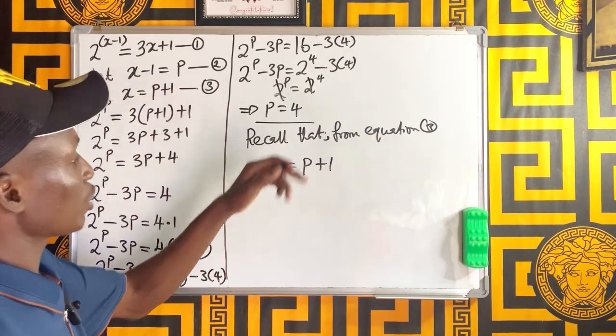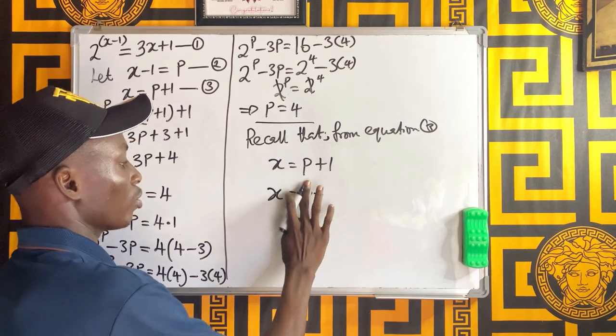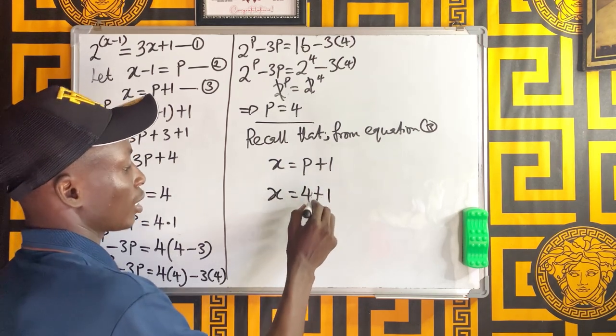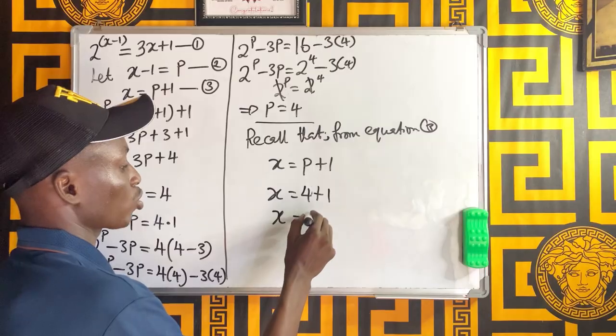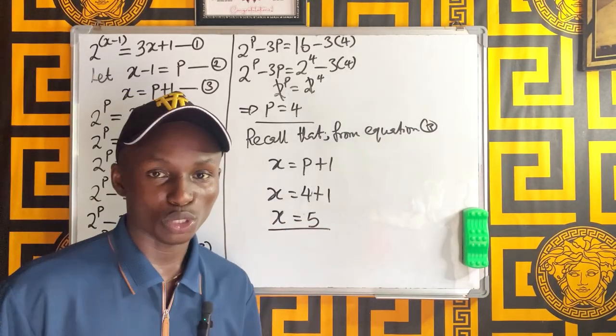And we found that p is 4. That means x is equal to p plus 1, which is 4 plus 1. And 4 plus 1 simply means that x is equal to 5. This is the value of x to this question.